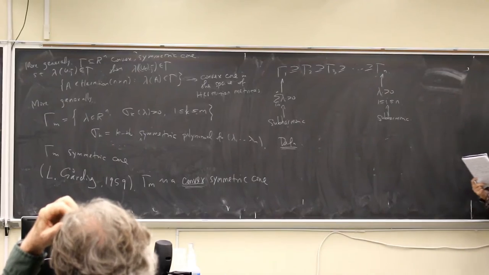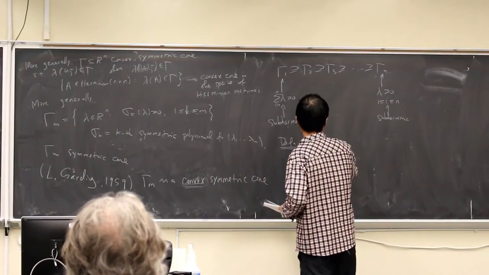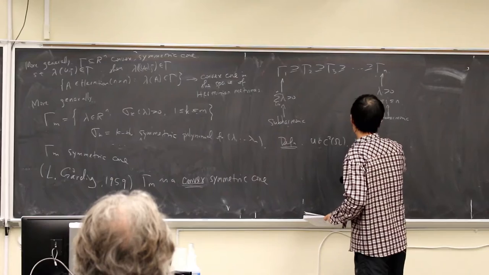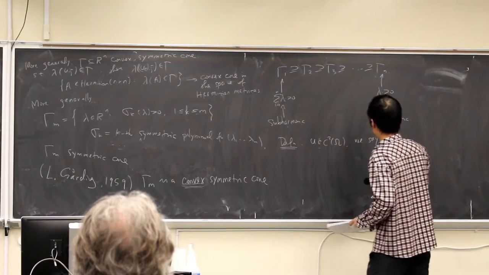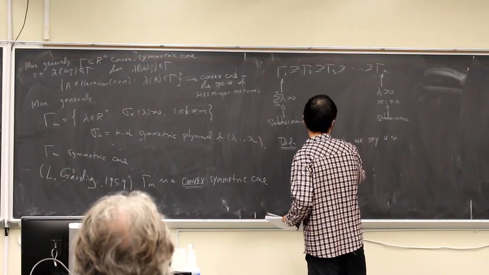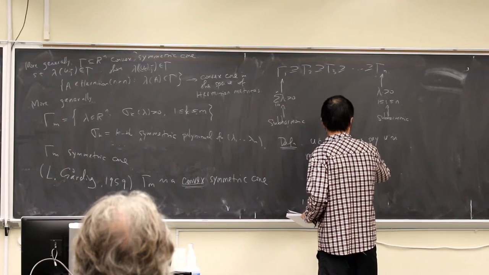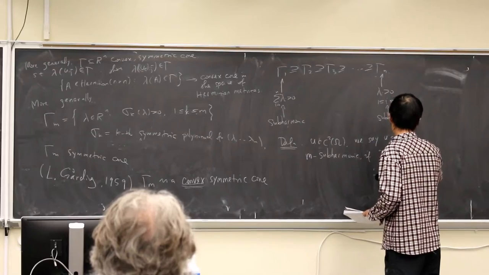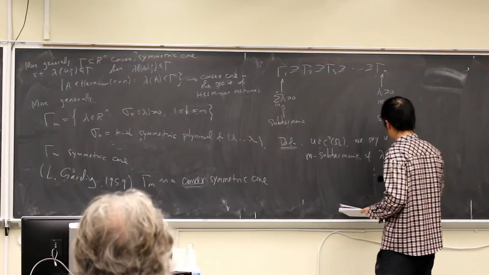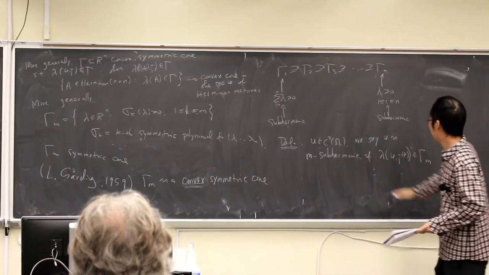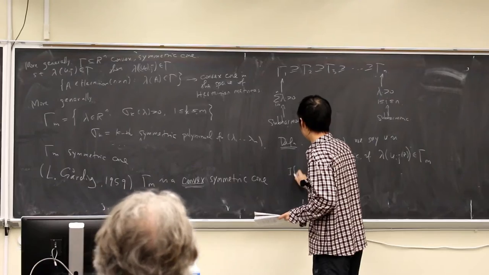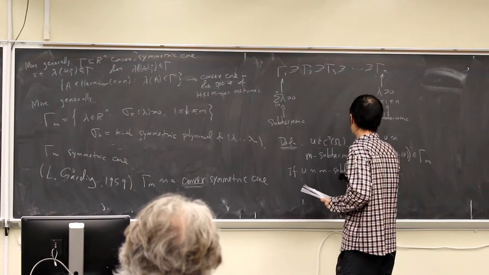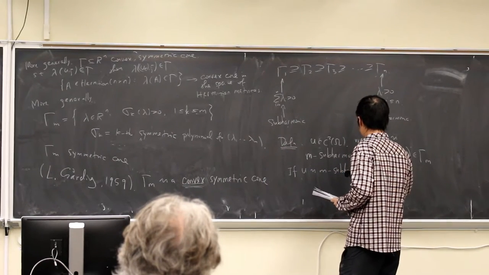Does anyone have a question? OK, never mind. So let's say u is C2 in omega. We say that u is m-subharmonic if the eigenvalues of the complex Hessian u_{i j bar} of z belong to gamma m pointwise. So in particular, if u is m-subharmonic, so is u epsilon.